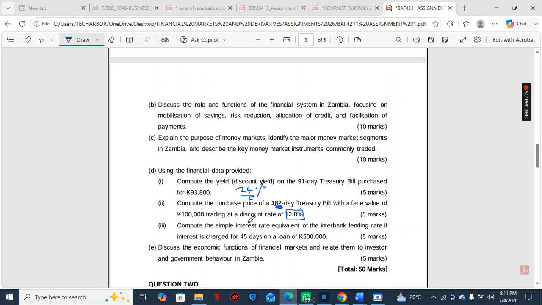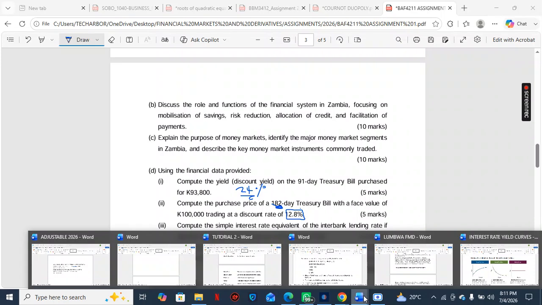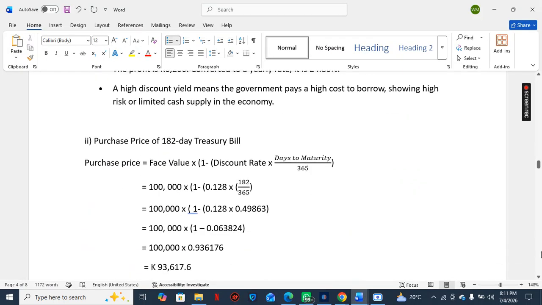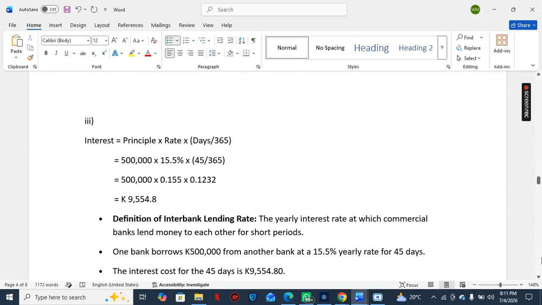Compute the simple interest rate equivalent of the interbanking lending rate if interest is charged for 45 days on a loan of 500,000. So colleagues, just remember this formula from school: interest equals principal times rate times time. The principal, in this case, is the original amount being borrowed, 500,000. The rate is the interbanking rate here.